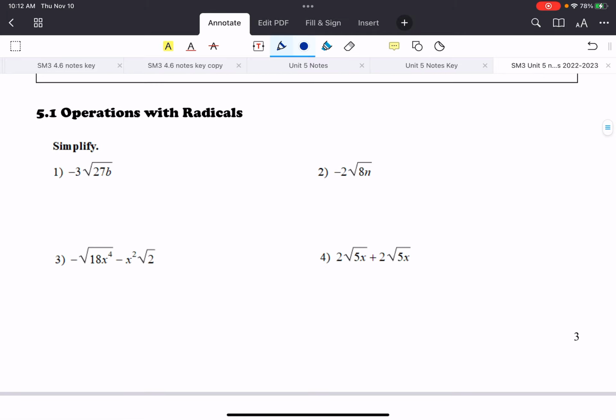All right, let's practice simplifying. Let's do the first together, and then I'm going to have you try 2, 3, and 4 on your own. Okay? Walk me through this. What should I do? We should square root 27. What is the square root of 27?